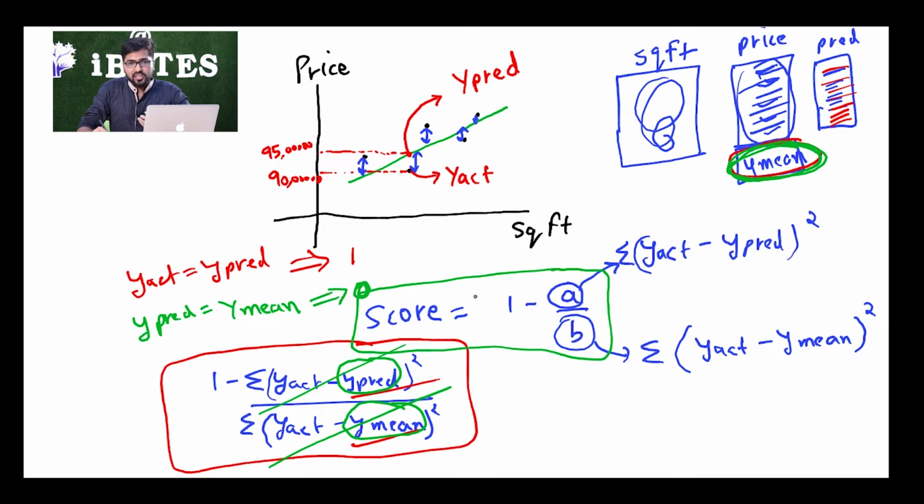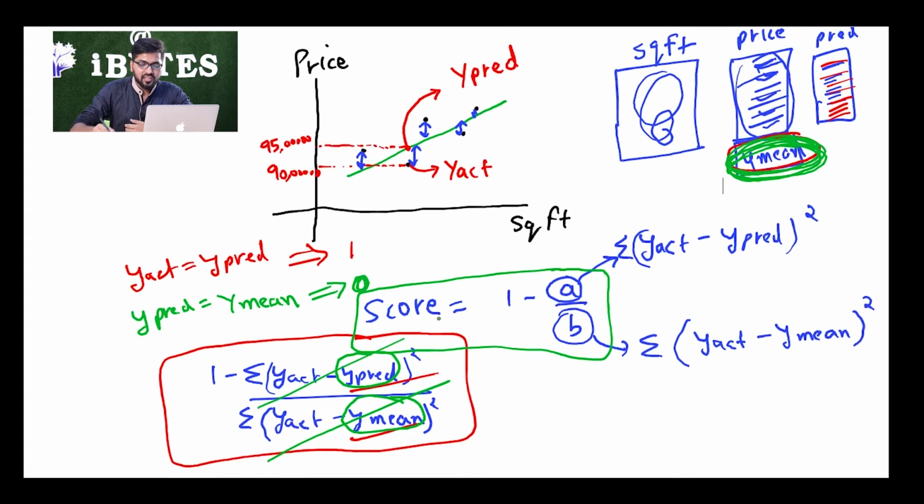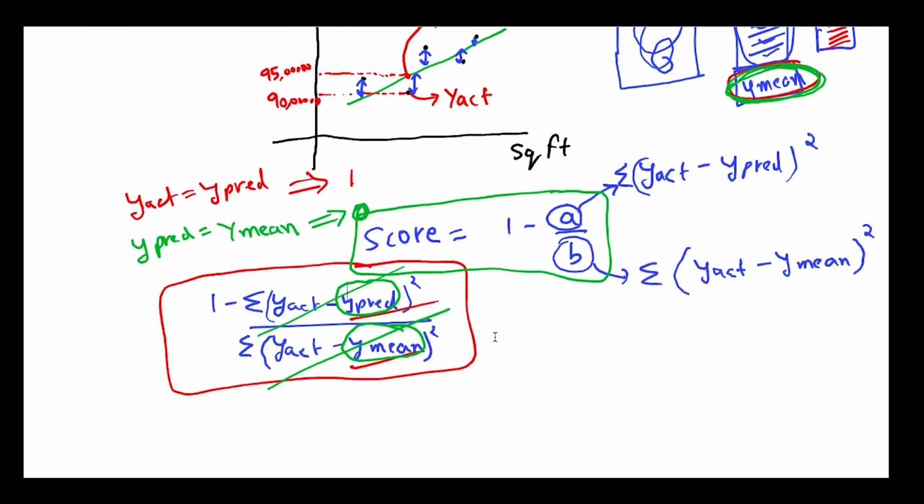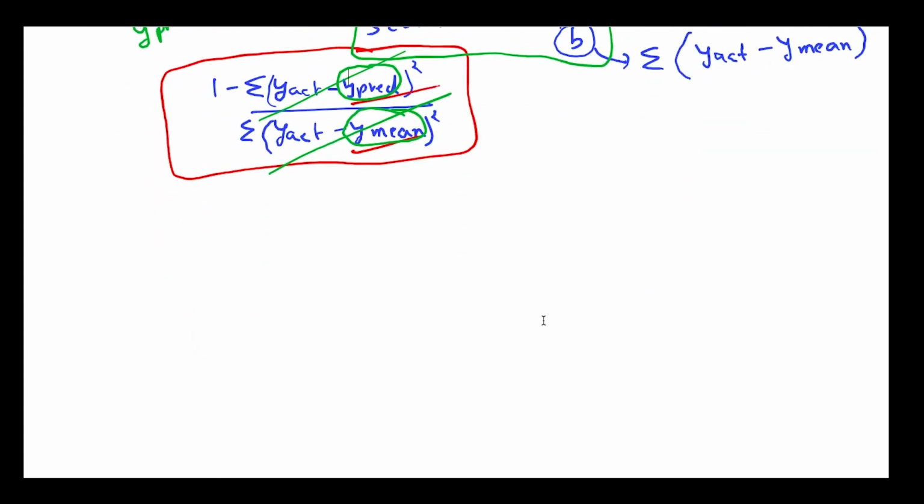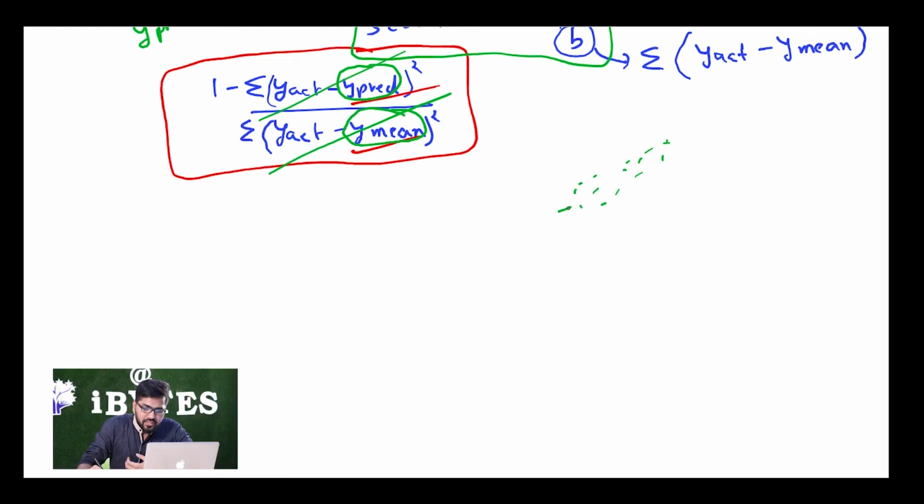If we are getting a score very close to 1, it means we are doing well and our best fit line is very close to our points. So if, let's say, these are my points and I am getting a line like this, then my score is generally going to be very close to 0.9, 0.95 or something like that, right?